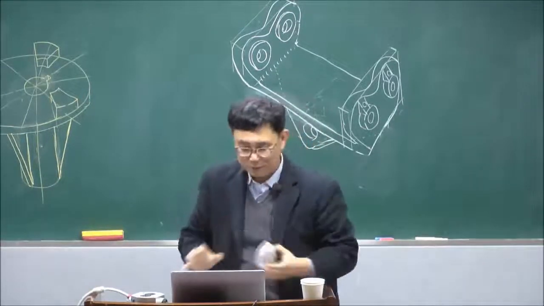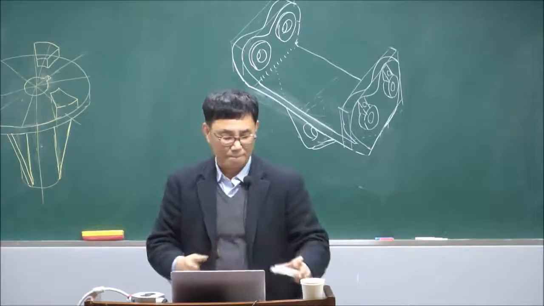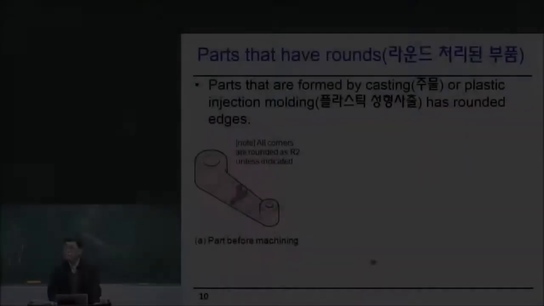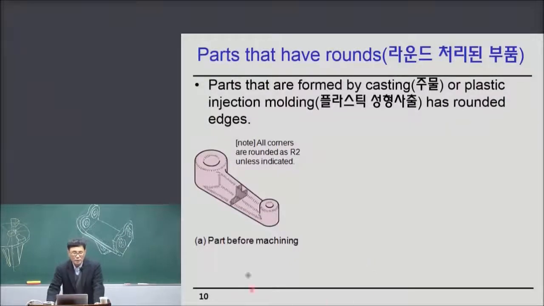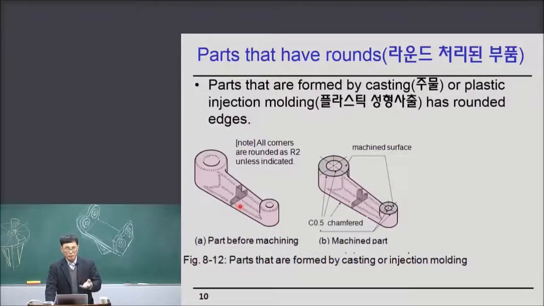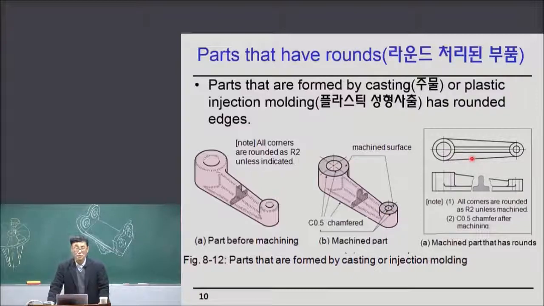All right, let's go to the slide. This is a part before machining. To generate a proper function, some part of it has to be machined, like this here. So this is a machined part, and your drawing has to be like this. This is all the shape description of this part.